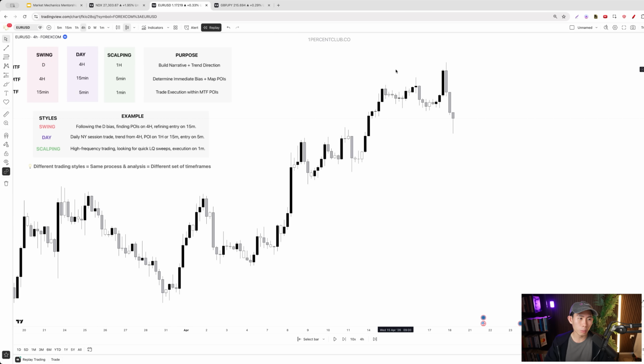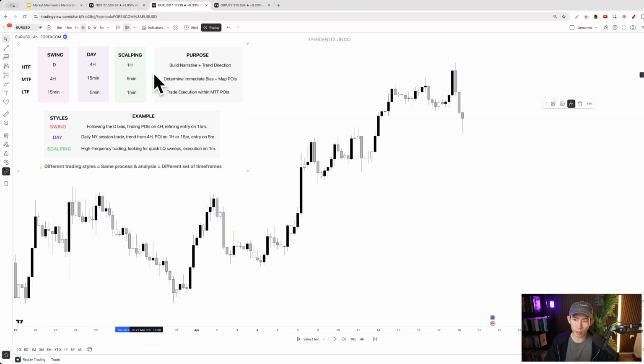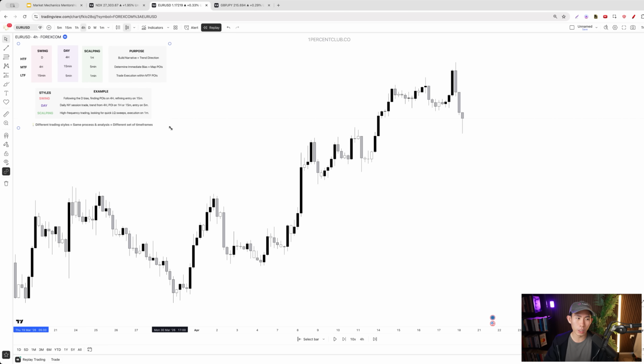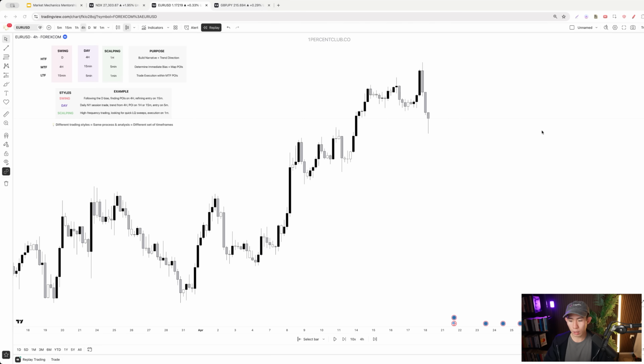So in this case, I'm just going to use the day trader set of time frames as an example for you guys. So I'm going to be a day trader, which means my higher time frame is the 4-hour, my medium time frame is the 15-minute, and my lower time frame could be the 5-minute time frame itself. Okay, so let's look at this chart over here. So first things first, always start from your higher time frame. That's the first thing. You don't want to take a bottom to up approach. You want to take a top to bottom approach.